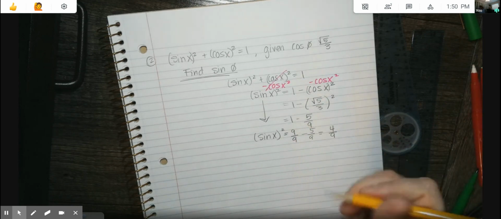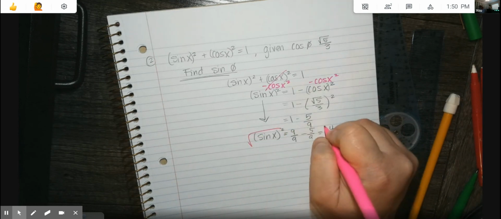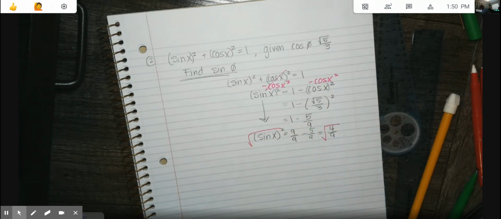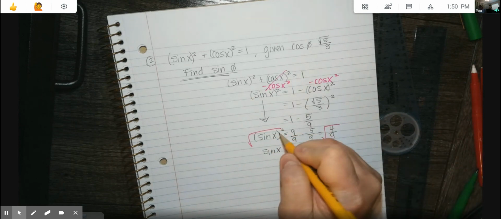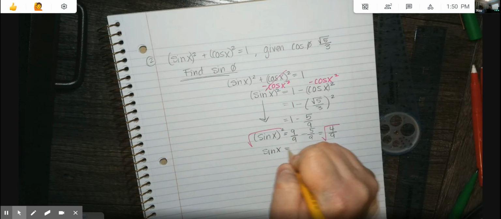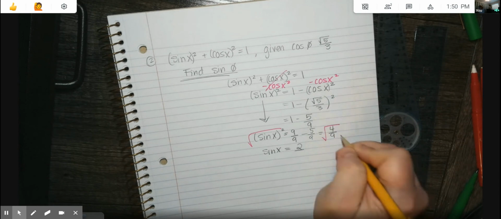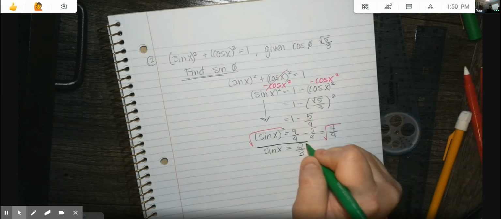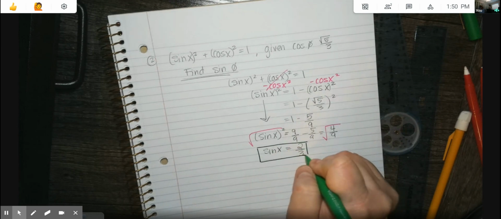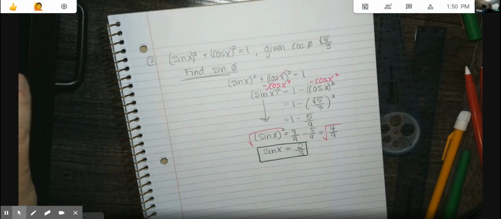Okay, final step. You need to take the square root of both sides. Sorry, the square root of sine of x squared is just sine of x. The square root of 4 is 2, and the square root of 9 is 3. So that one ends up really pretty without any radicals remaining. You're able to find perfect squares in both of those. All right, and that is all for today.